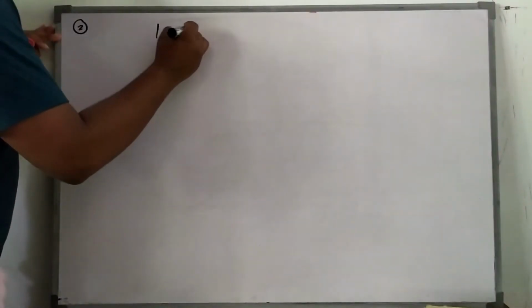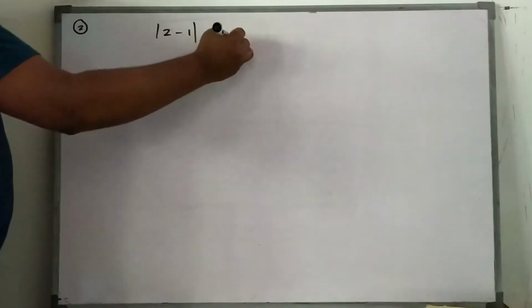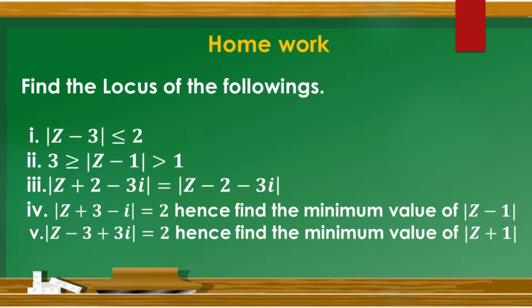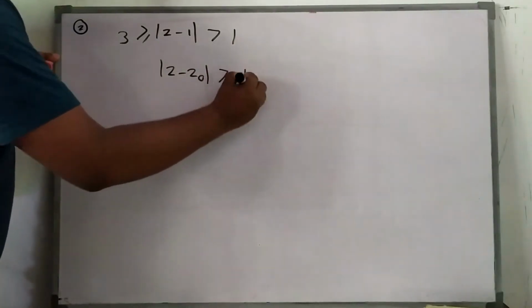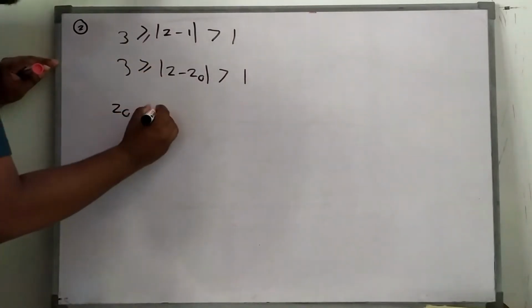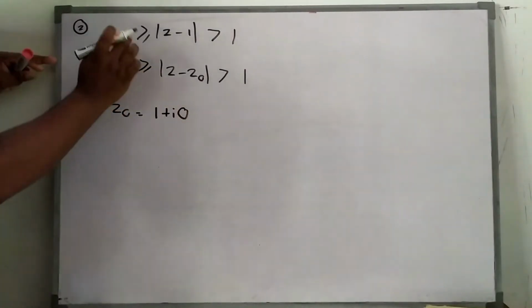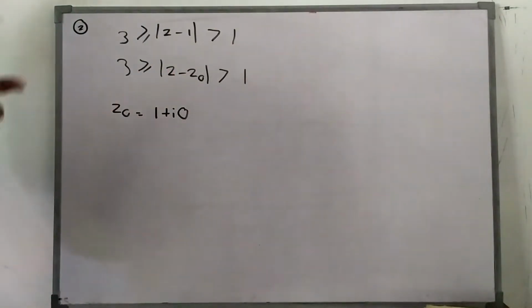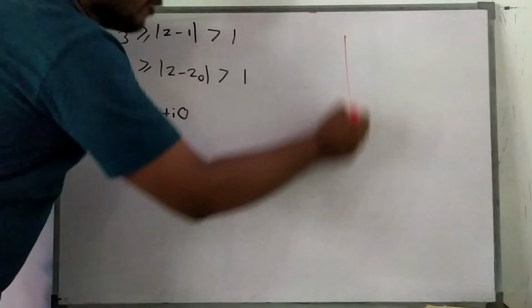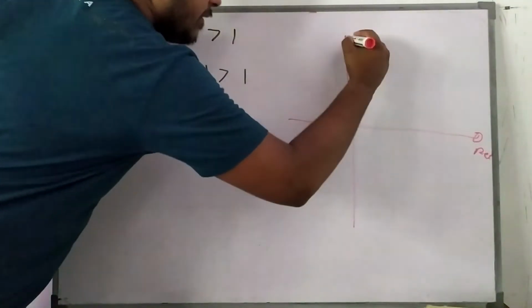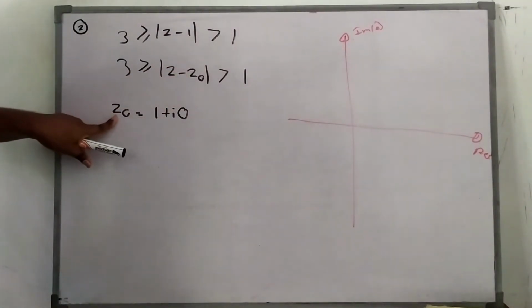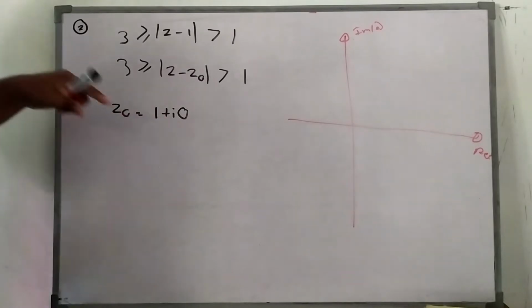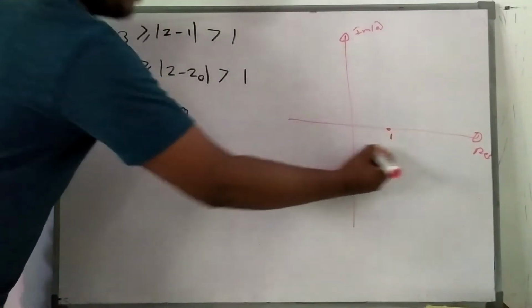Okay, the next one is |z − 1| greater than 1 and less than or equal to 3, right? So therefore |z − z0| is between 1 and 3. Z0 means again 1 + 0i, and these are my ranges, the radii, right? Therefore this is my real axis, imaginary axis, and the center complex number is 1 + 0i, it's over here, right?